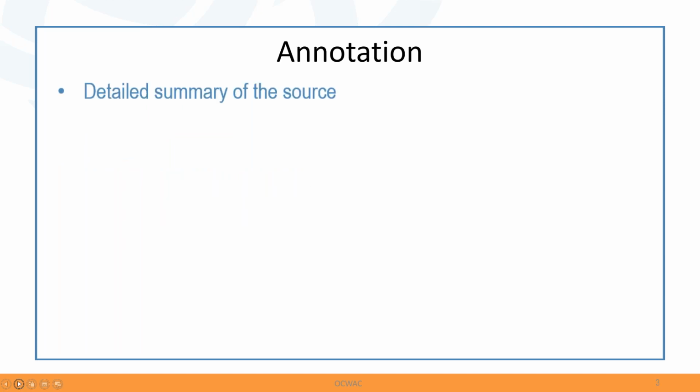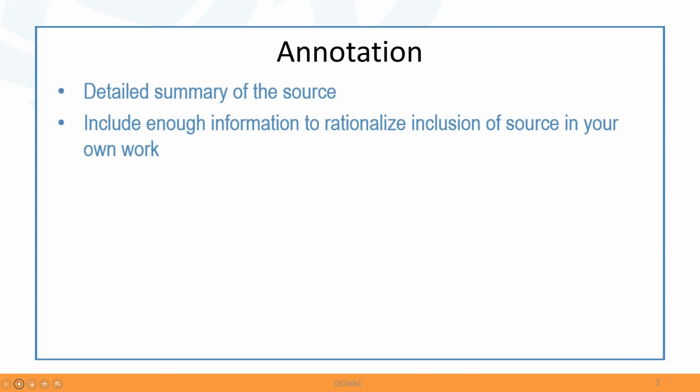So what is annotation? I'm sure if you are attending the session, likely you have written an annotated bibliography, if not in your current program, then at some point in your educational career. And annotation is essentially a summary, a very detailed summary of the source. They can be longer at times, shorter at other times, but for the most part, you're summarizing the main concepts of a source. Especially when we couch this in the context of a literature review, in that annotation, you want to make sure that you're including enough information to rationalize the inclusion of that source in your work.